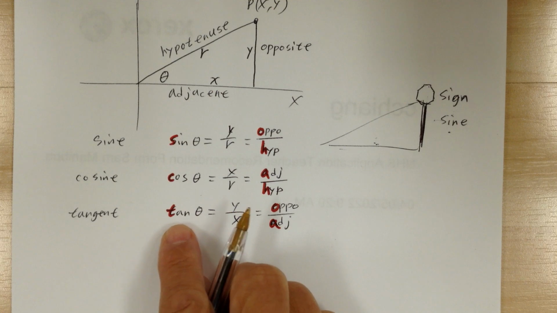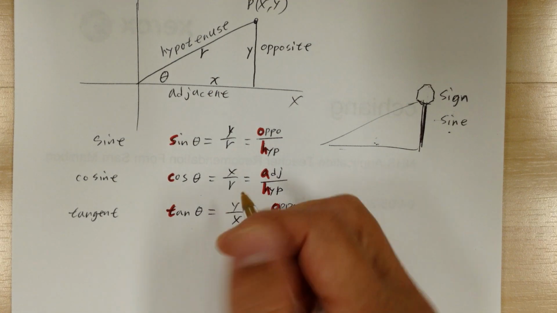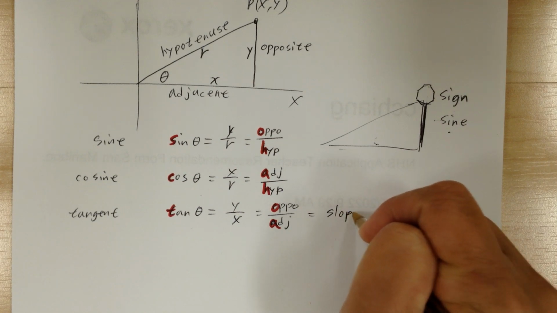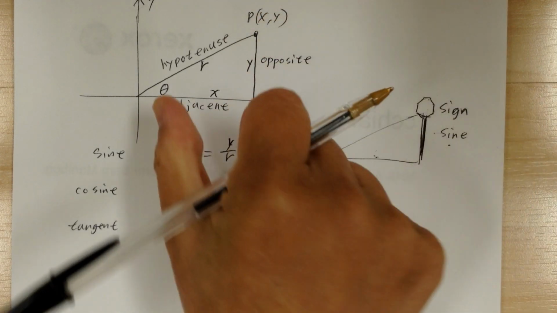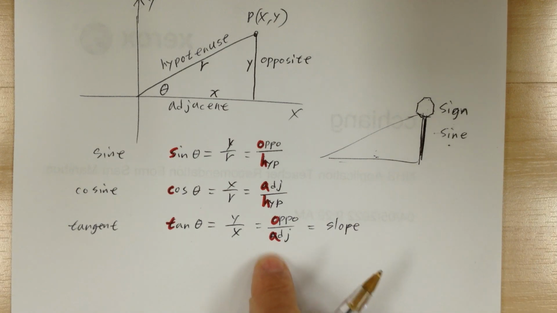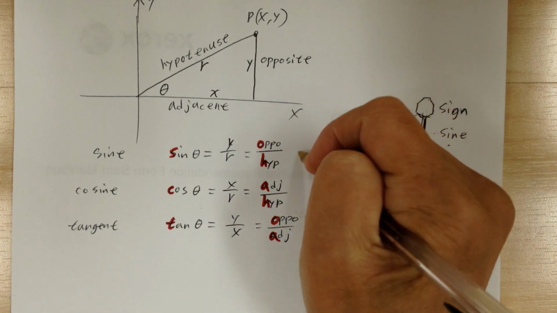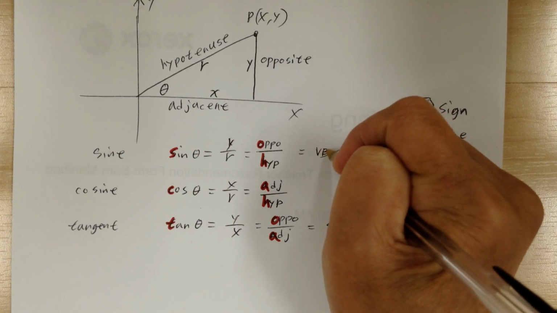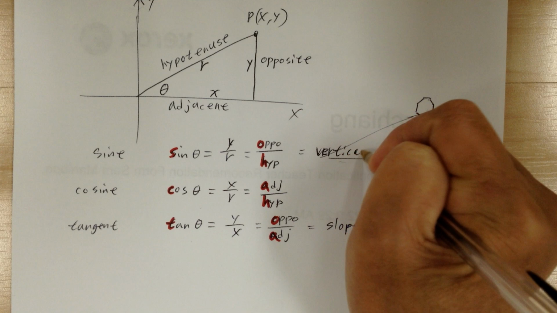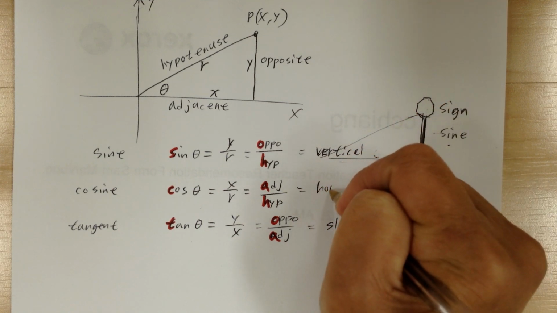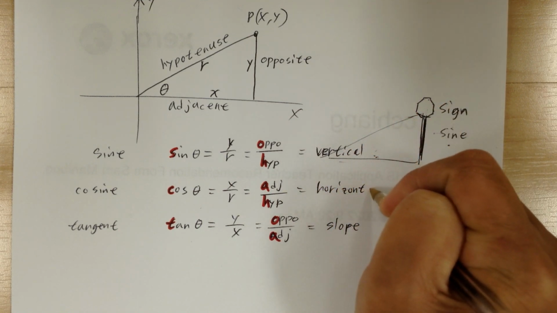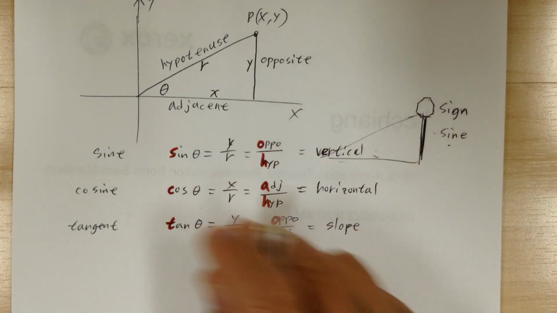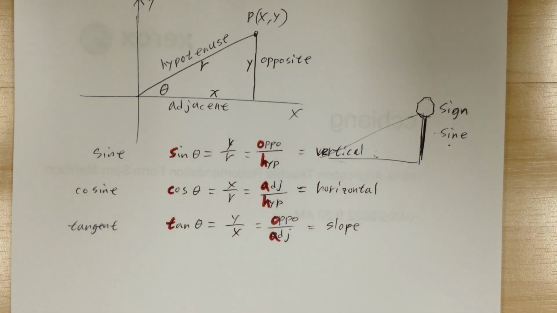Also remember that tangent theta is also the slope. So this is the same as a slope. Slope is the vertical over horizontal. So just be aware of that. I kind of memorize it as this is a vertical, and this is a horizontal. I just use that as my key to memorize it. So you can come up with a way to help you memorize these definitions.